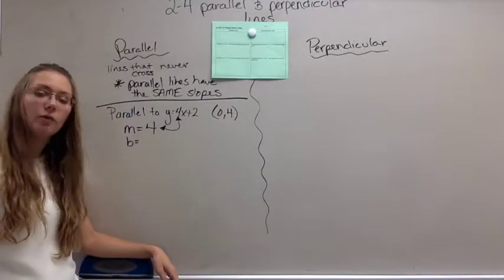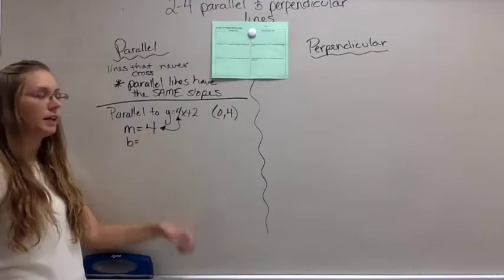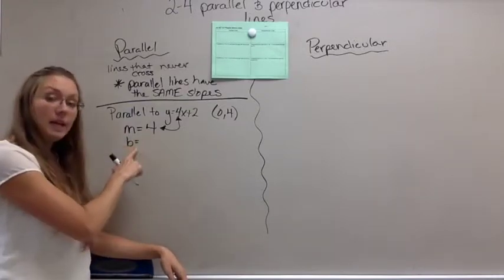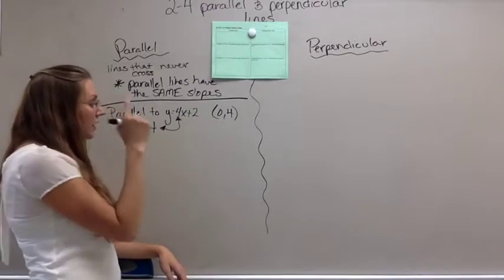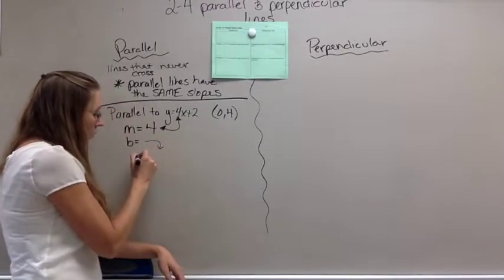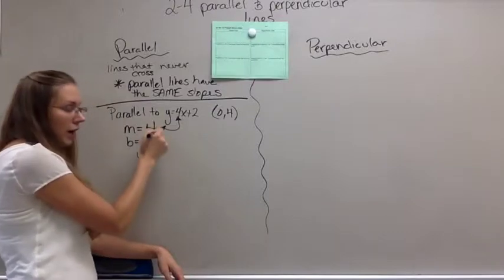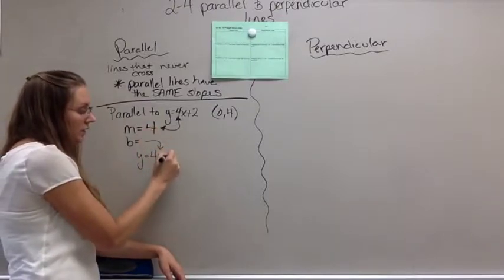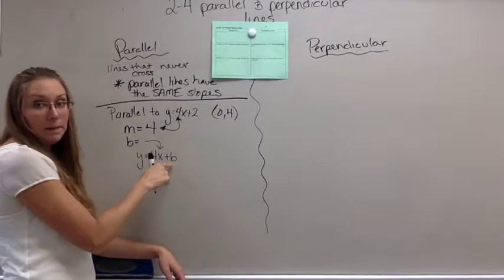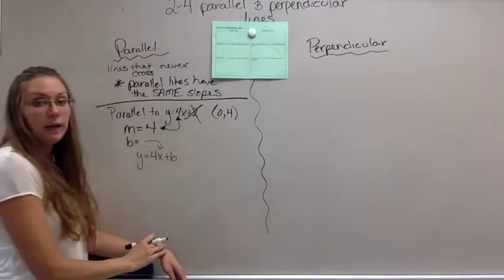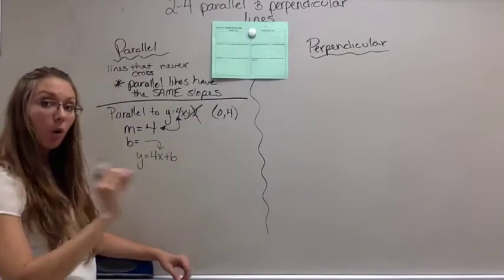I didn't have to do the slope formula, didn't have to do anything, all I did was steal it. Now, to get my b, my y-intercept, I'm going to be thinking in my head, y equals mx plus b. Oh, I know my m, it's going to be 4x plus b. I don't know my b. We do not use this b, okay? We're talking about a whole new line.